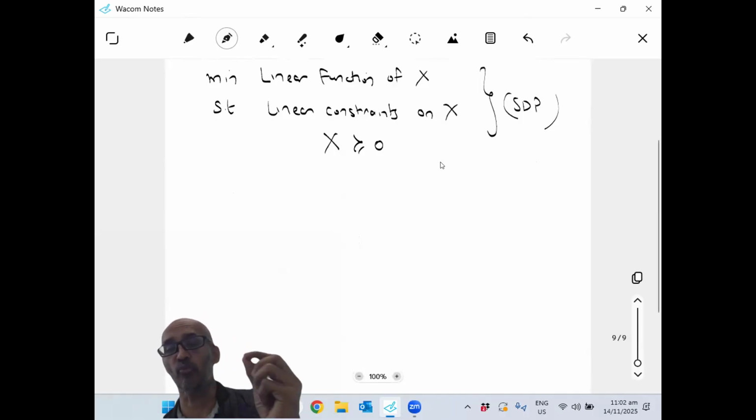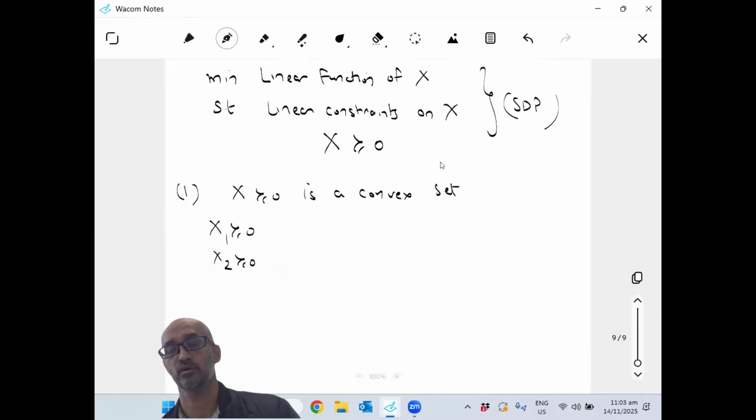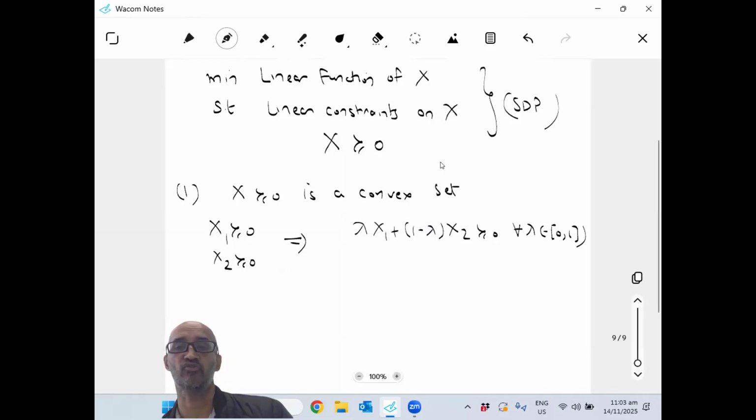How? First thing to observe is that the linear constraints form a convex set. This is a convex set. Why? If I give you two matrices, X1 positive semi-definite and X2 positive semi-definite, it implies lambda X1 plus 1 minus lambda X2 is also positive semi-definite for every lambda between 0 and 1. That's the definition of a convex set, right? I give you 2 points in the set. A convex combination of the 2 points should also lie in the set. Why is this the case?